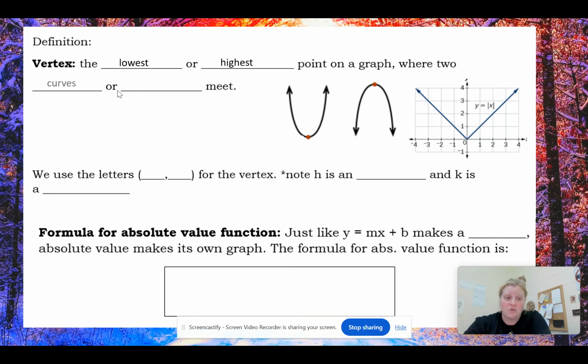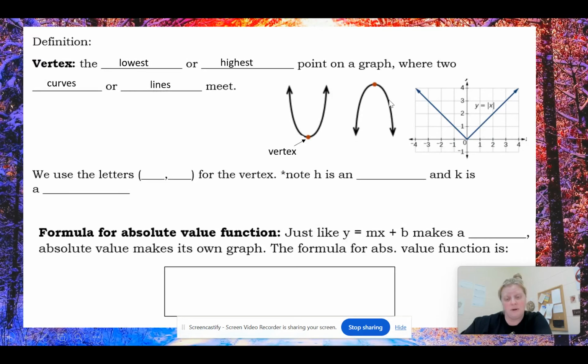Before we start our actual graphing, I just want to talk about what a vertex is. A vertex is, depending on the graph, either the lowest or the highest point on that graph. So if you notice right here, we have two curves that come out of this circle. We have a curve on the left and a curve on the right. So when you have two curves come together like that, you have yourself a vertex. So you can see right now, the vertex is the lowest point.